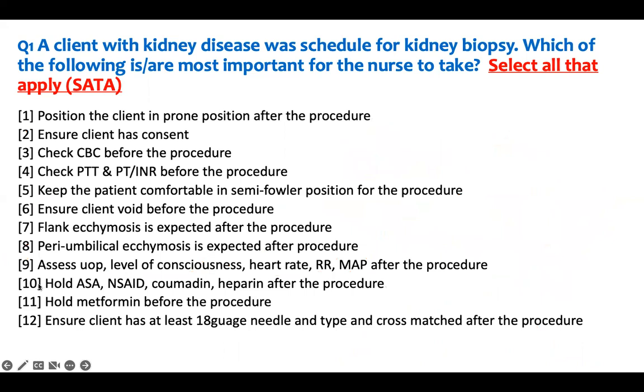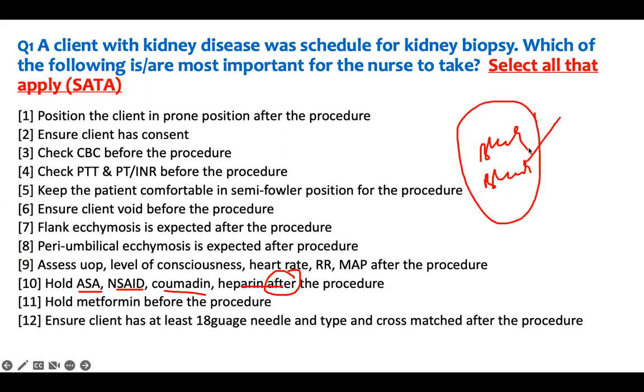Now, number 10, hold aspirin, NSAID, Coumadin, heparin after the procedure. Well, you want to prevent bleeding before the procedure. But how can you prevent bleeding in both situations? You take action before. I don't want them to have the aspirin, NSAID, Coumadin, or heparin on board during the procedure, and now I'm stopping it. This needs to be stopped before the procedure, not after the procedure.